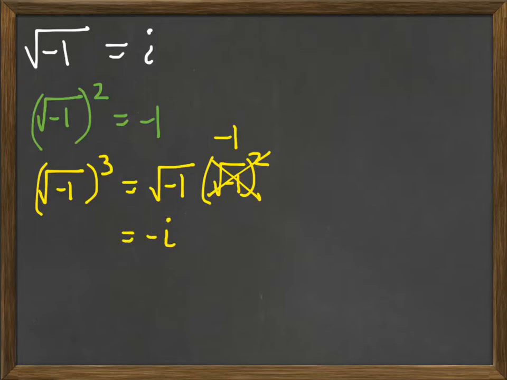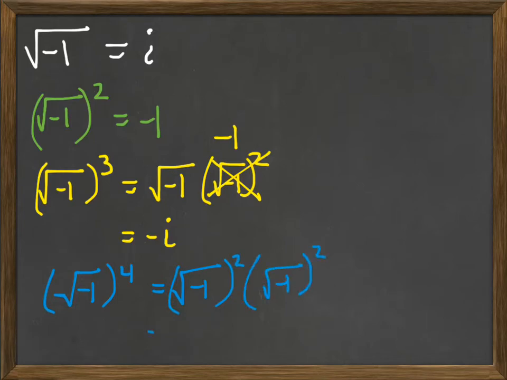And then the last one is I have the square root of -1 to the fourth power. That's like me taking the square root of -1 and squaring it, and then multiplying it times the square root of -1. That's going to give me a -1 times -1, or a +1. And then the pattern will repeat, and we'll go back up to the i. i, -1, -i, 1.